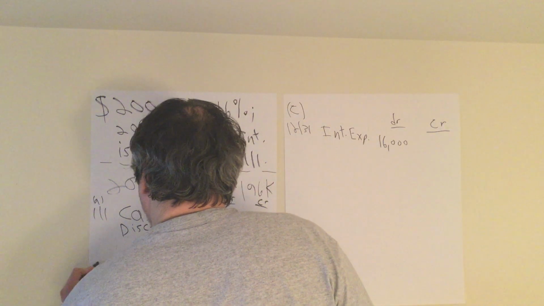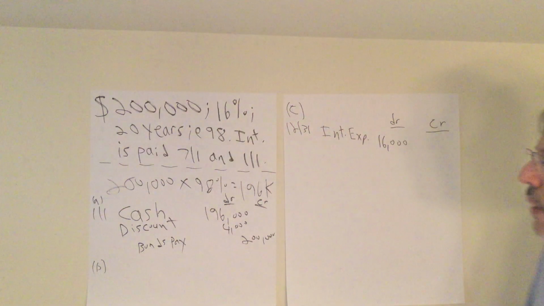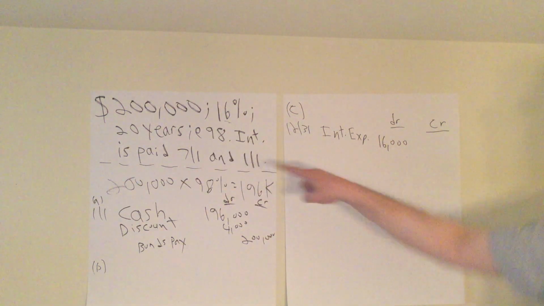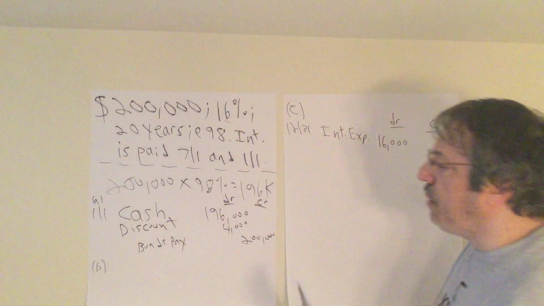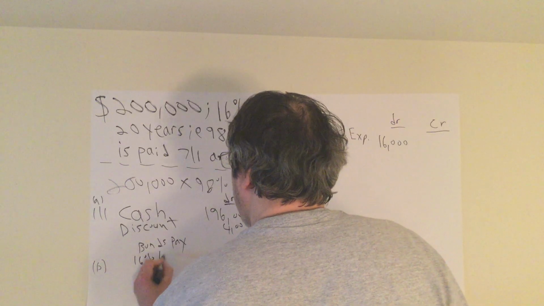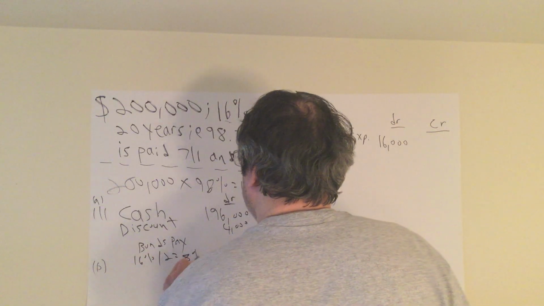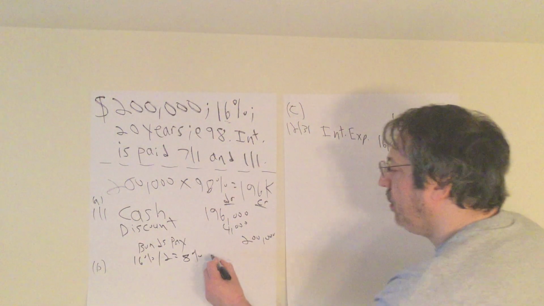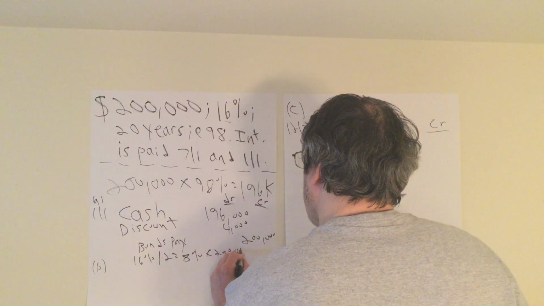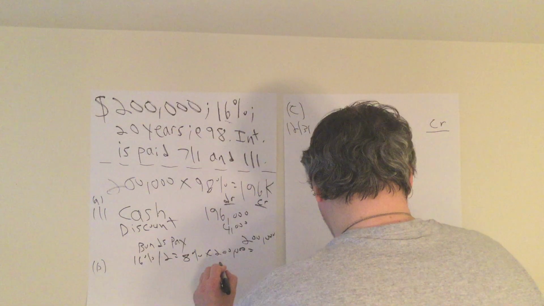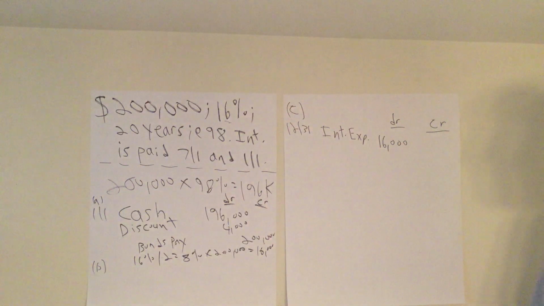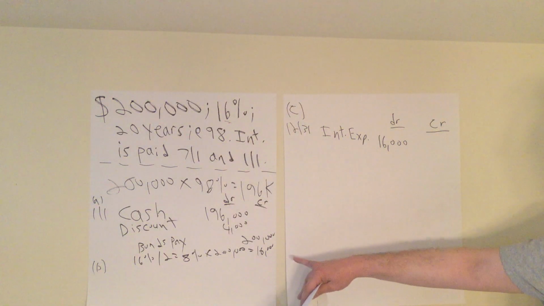And the second thing we need to do is record the interest paid. So we know the interest is 16%, right? But it's paid on July and January, so it's paid every 6 months. So we need to take the 16% and divide that by 2. That's going to give us 8%, right? So every 6 months we're going to pay 8% times the $200,000 par. And that's going to give us $16,000. So every 6 months we're going to incur $16,000 of interest expense.